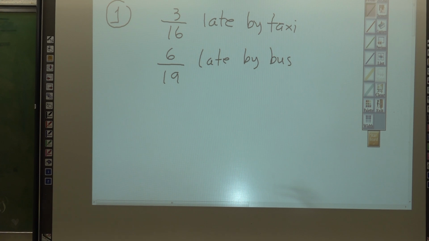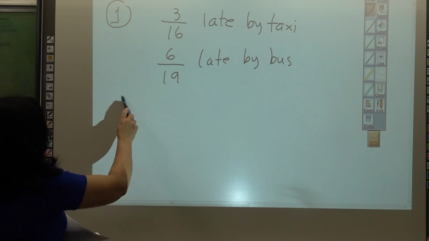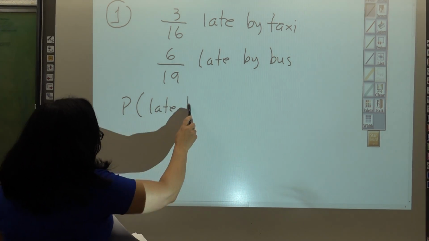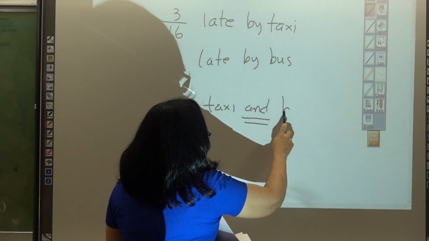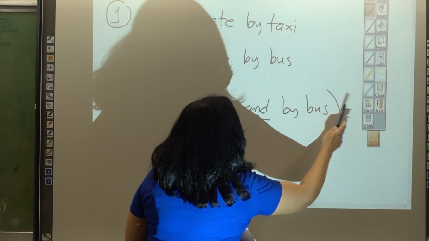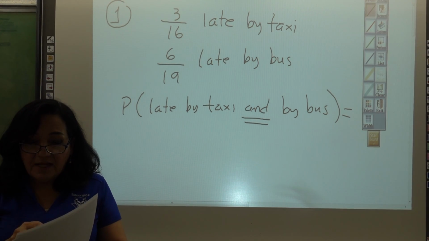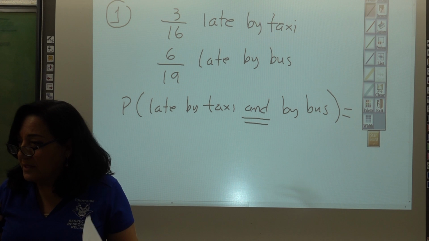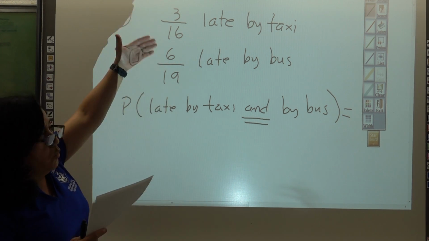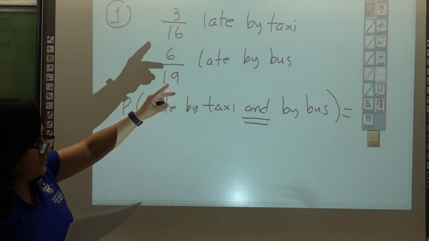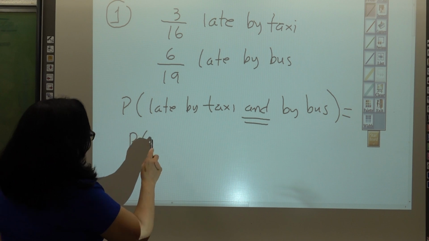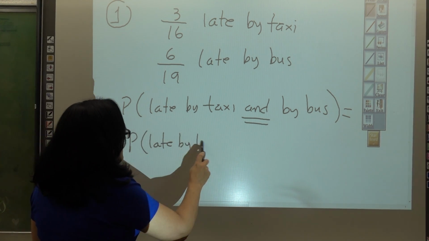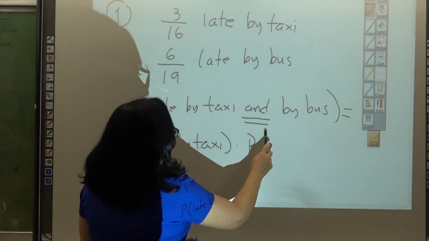Now, how to find the probability of one and the other event? So this is the probability of getting late by taxi and by bus. We need to multiply these two. Why? Because they tell us that actually we can say they're independent events. Nothing has to do one with the other one, right? So that's why they are independent. So this is going to be the probability of the first one times the probability of the second one.